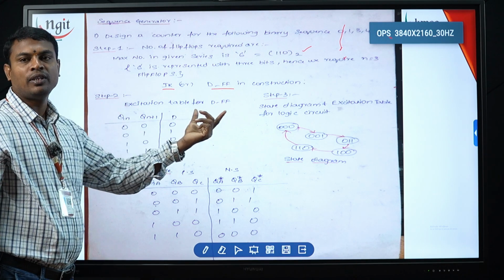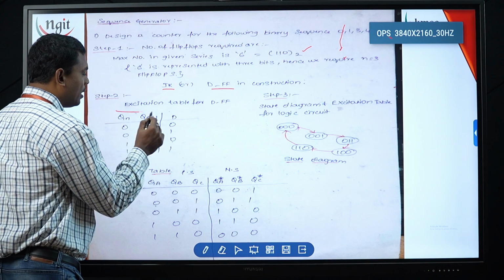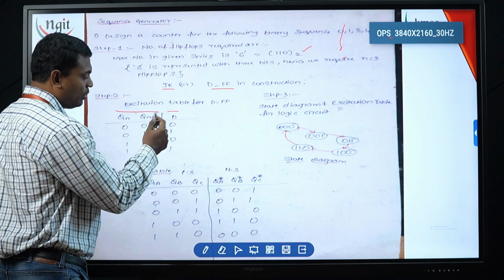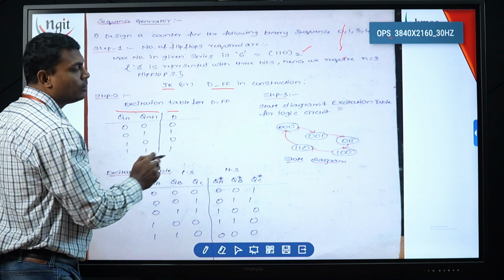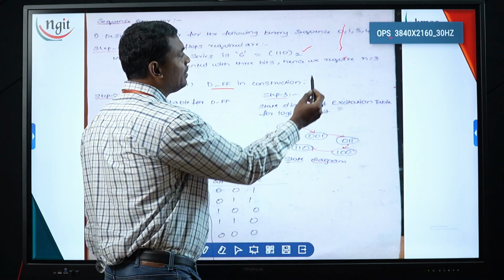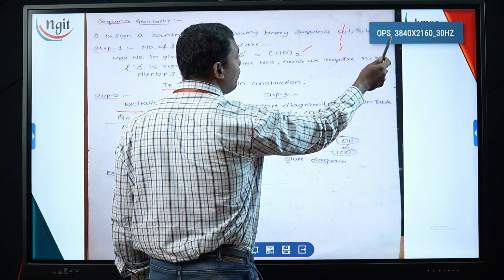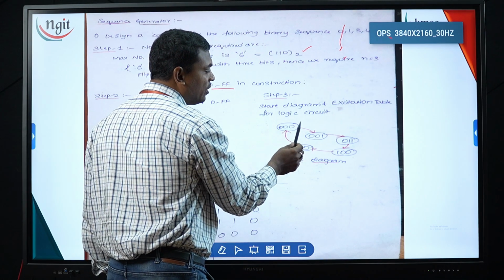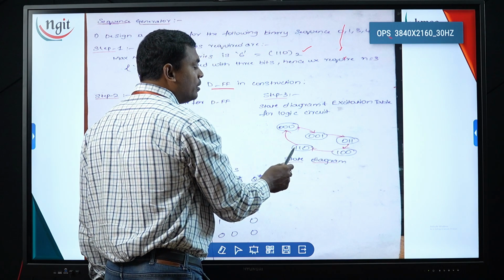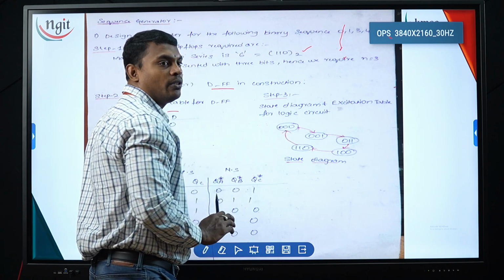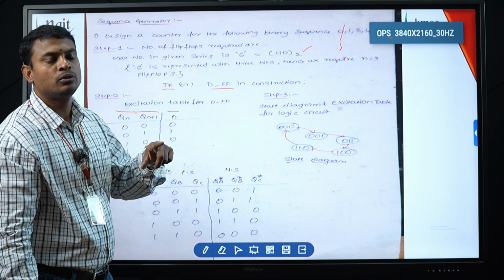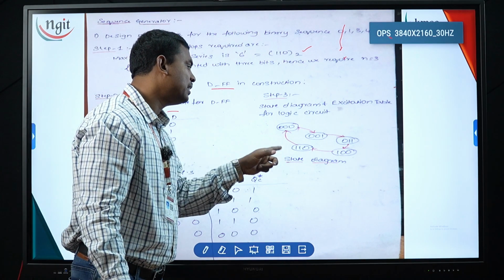Step 2, the excitation table for the D flip-flop, where outputs are taken as inputs and inputs as outputs: 0 0, 0 1, 1 0, 1 1. You know the excitation table of the D flip-flop, that is 0 1 0 1, right? Step 3 is how the sequence has to move. The sequence given is 0, 1, 3, 4 and 6. From 0 it travels to 1, from 1 to 3, from 3 to 4, from 4 to 6, and again from 6 it comes back to 0. Why? Because once it reaches the final state, it has to come back to its initial position to start the sequence again.